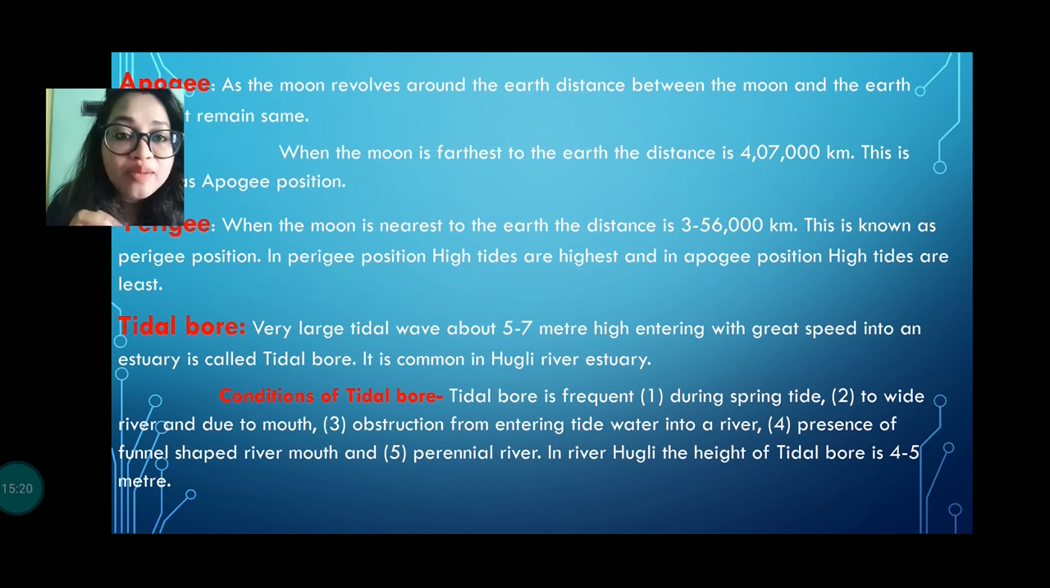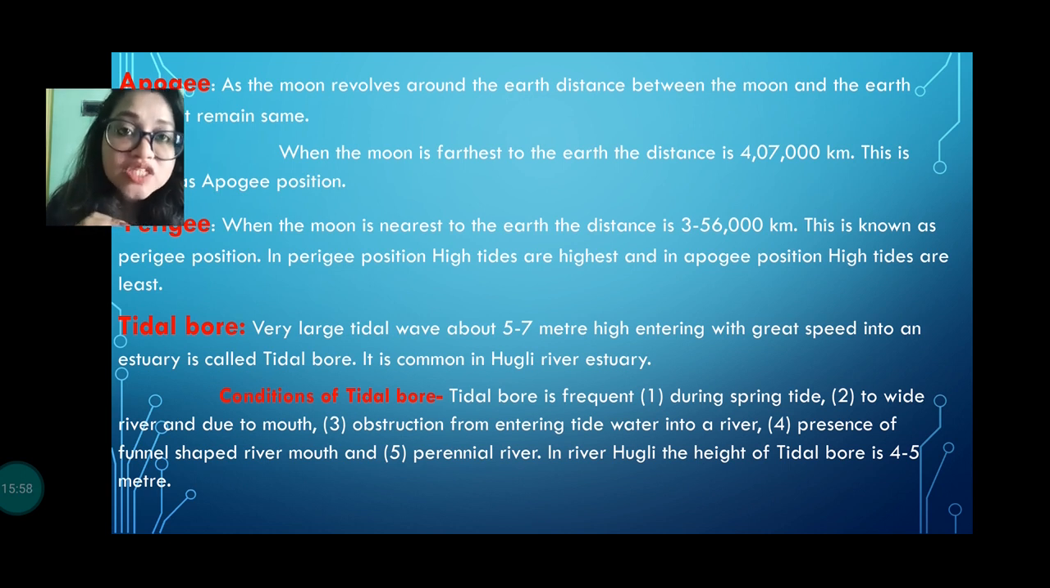Now then, what is the tidal bore? Tidal bore means during very large tides, waves that are 5 to 6 meters high enter with great speed into an estuary. The estuary is a funnel-shaped landform, and a huge amount of water, those 5 to 6 meter high waves, gets inside the estuary. For that reason the tidal bore happens in those regions, and flooding also happens. It is common in the Hooghly river estuary.